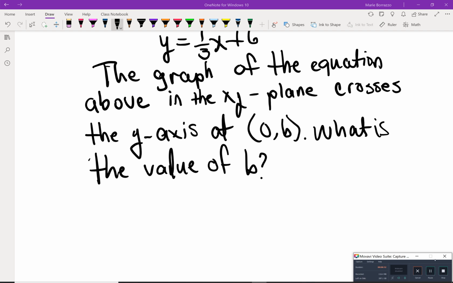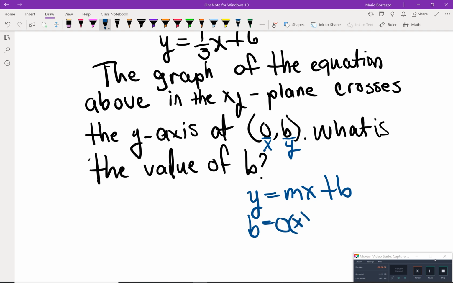Okay, so one of the elements that you need to keep in mind here is that this equation is y equals mx plus b. And so if they're asking you for b, they're giving you 0b, but this 0b is just to trick your mind, it's 0y. So technically you have b equals 0 times x plus b.